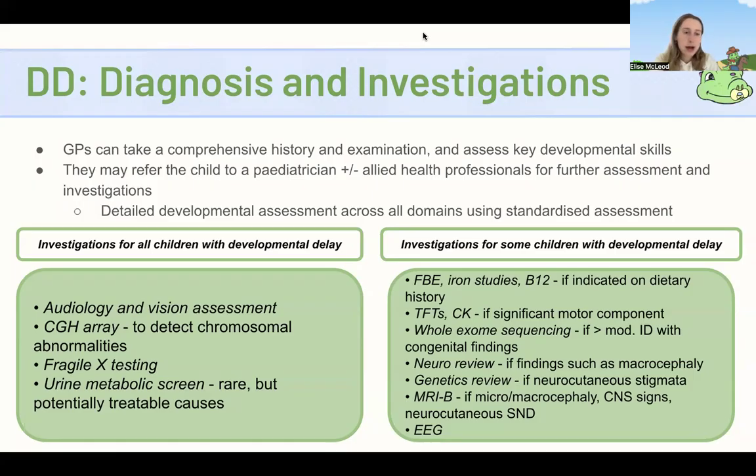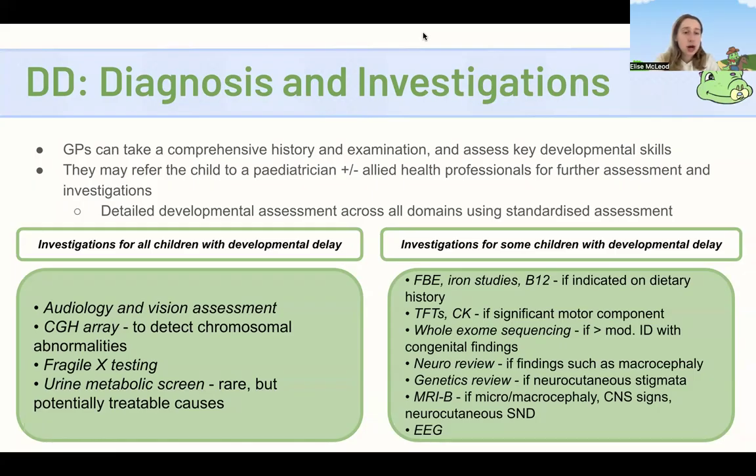In terms of investigations, all children with developmental delay, usually pediatricians do like this if the GP's already done this, but I'm sure they'll also order these if a child comes to them without these having been done first. But audiology and vision assessments are critical because this might be the reason, for example, that a child isn't saying those 2 to 6 words by 18 months. It could simply be a hearing issue.